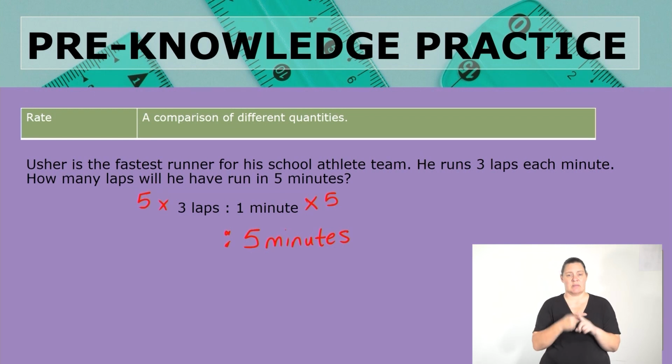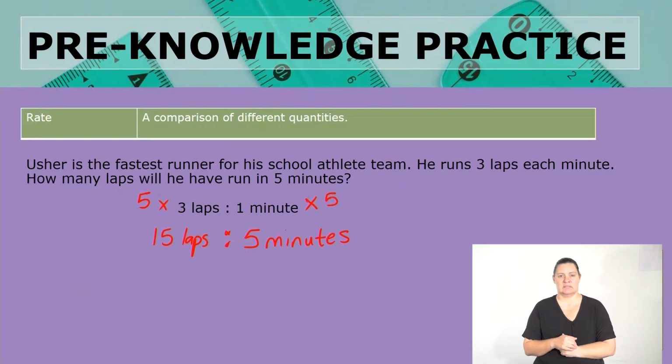So what is 5 times 3? That is 15 laps. What does this mean? It means that Asha would have run 15 laps in 5 minutes. Okay.